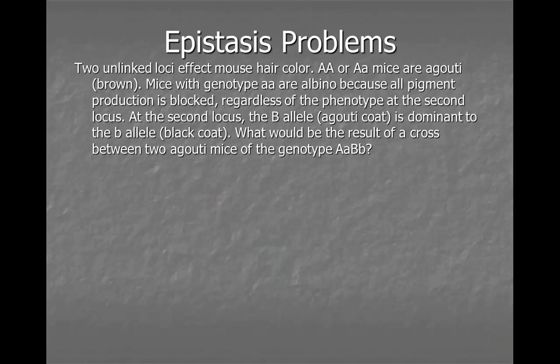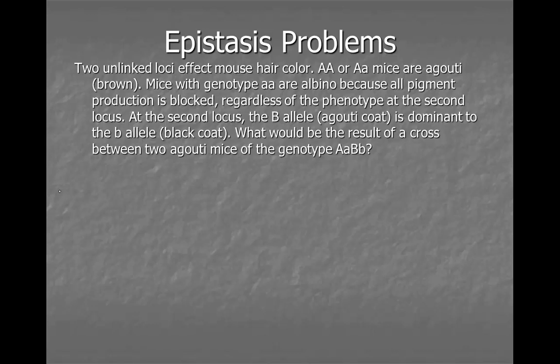Two unlinked loci affect mouse hair color. Homozygous dominant or heterozygous mice are agouti, which is brown. Mice with genotype homozygous recessive, little a, are albino because all pigment production is blocked, regardless of the genotype at the second locus. At the second locus, the capital B allele, agouti coat, is dominant to the little b allele, black coat. What would be the result of a cross between two agouti mice of the genotype heterozygous for both loci?